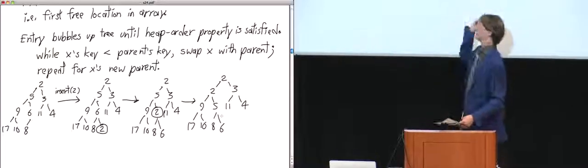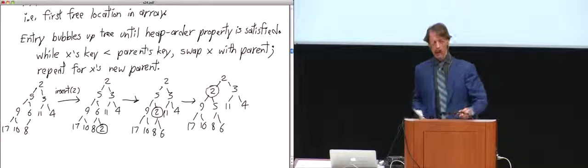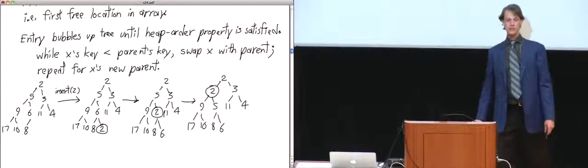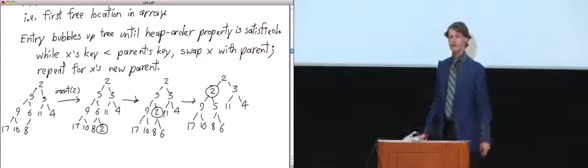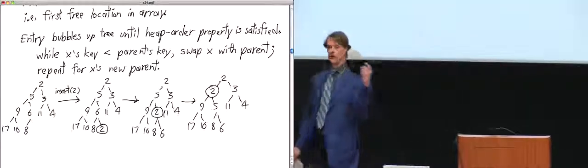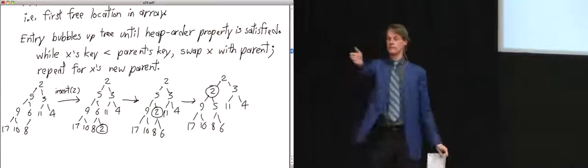And we check again. So now the 2 has risen up to the depth 1. Now it is equal to its parent, which is good enough. So we're not going to swap again. We can stop here. We're done. And if you look, you can see that the heap order property is satisfied everywhere in this heap. Question?